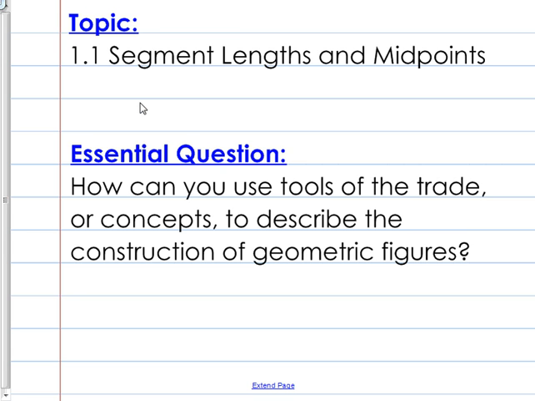Our essential question for today is how can you use tools of the trade or concepts to describe the construction of geometric figures? So this is a continuation of our last class notes, and today what I want you to be able to do is use tools of geometry, tools of the trade, or different concepts to be able to construct pieces of geometric figures. That's our goal for today.